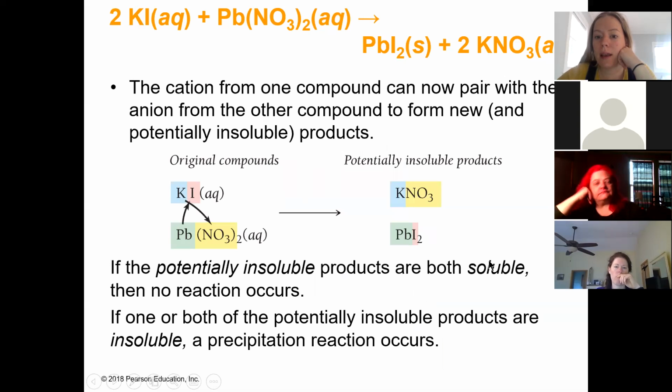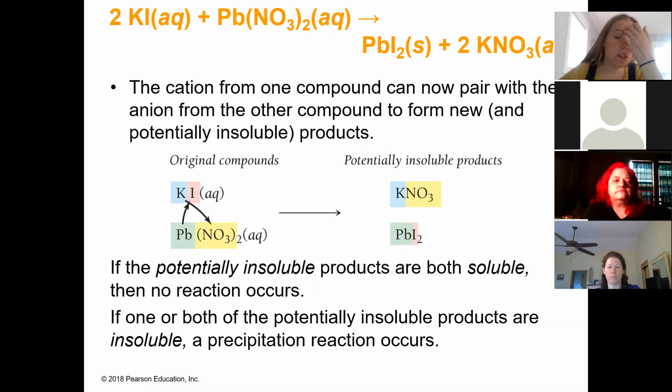When predicting what the possible combinations are, you can think of this like a swingers party. There's a bunch of couples that all get mixed together and they're swapping partners. But they're only going to go metal, non-metal. We're never going to go metal, metal or non-metal, non-metal. So you aren't going to combine the potassium with the lead. That's never going to happen. And you're never going to combine the iodine with the nitrate. You have to flip-flop metals and non-metals. So when trying to figure out what the potential products are, take the metal from the first one and combine it.